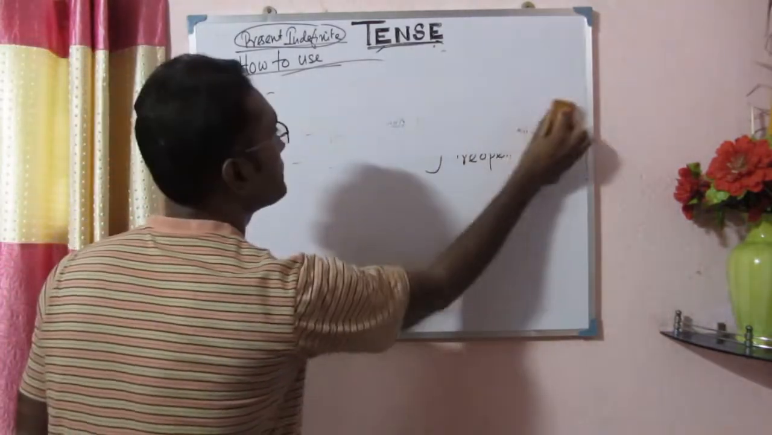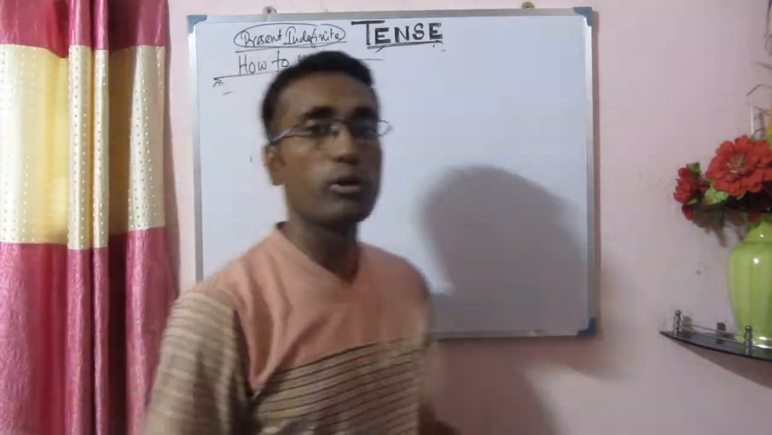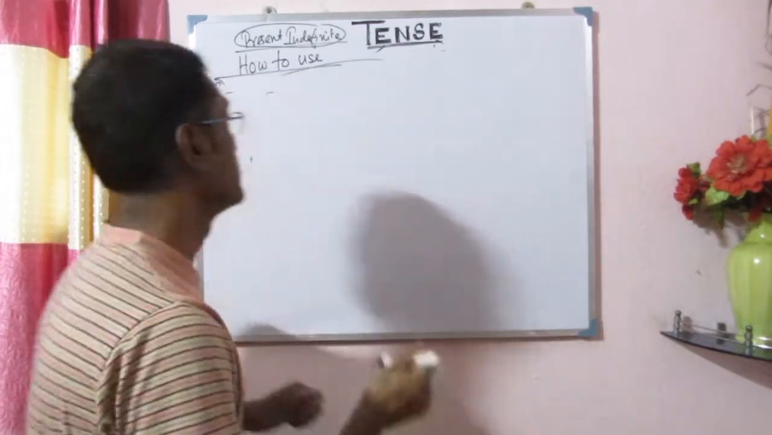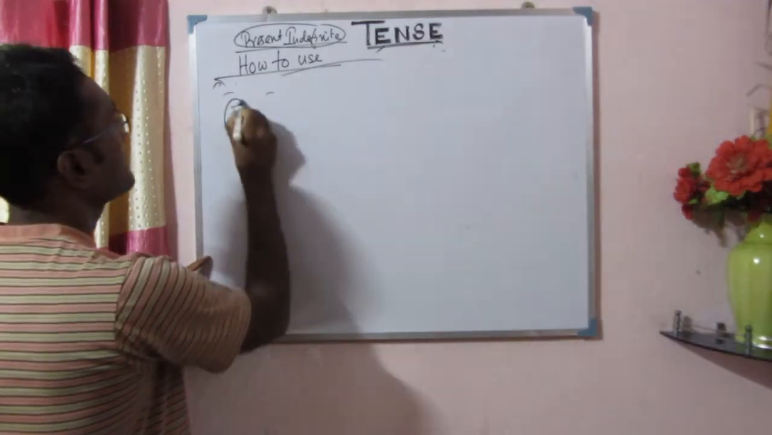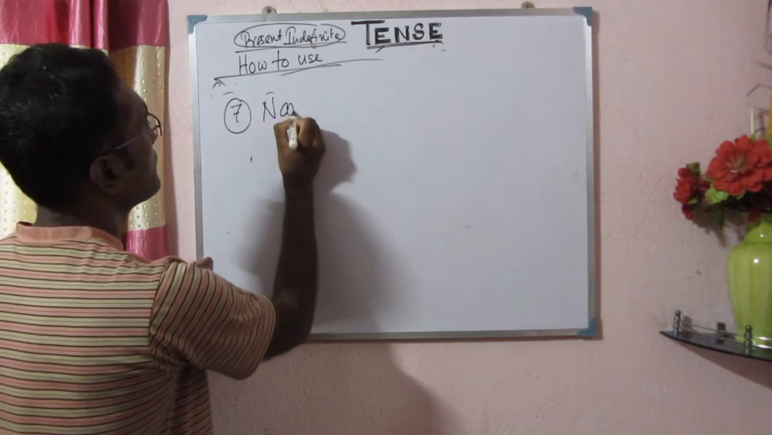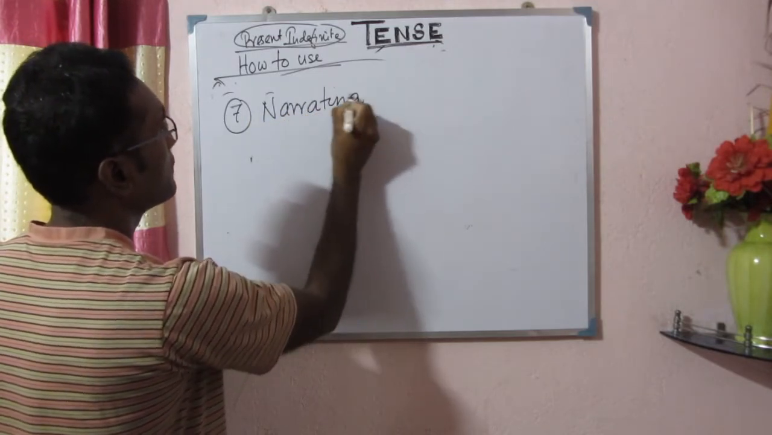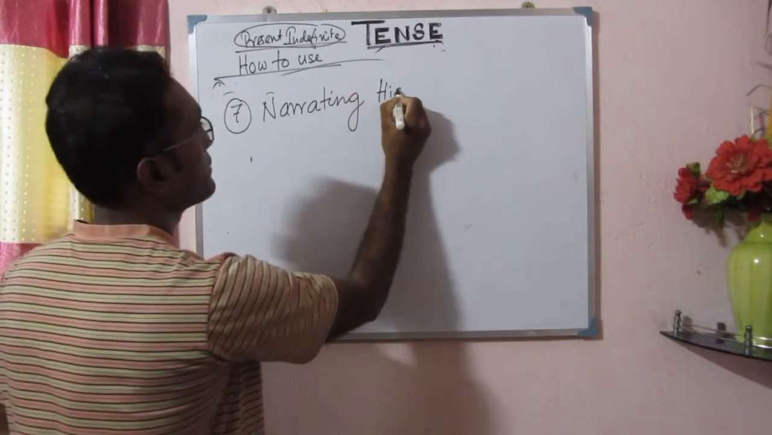Next, rule number seven. Rule number seven is narrating historical events.